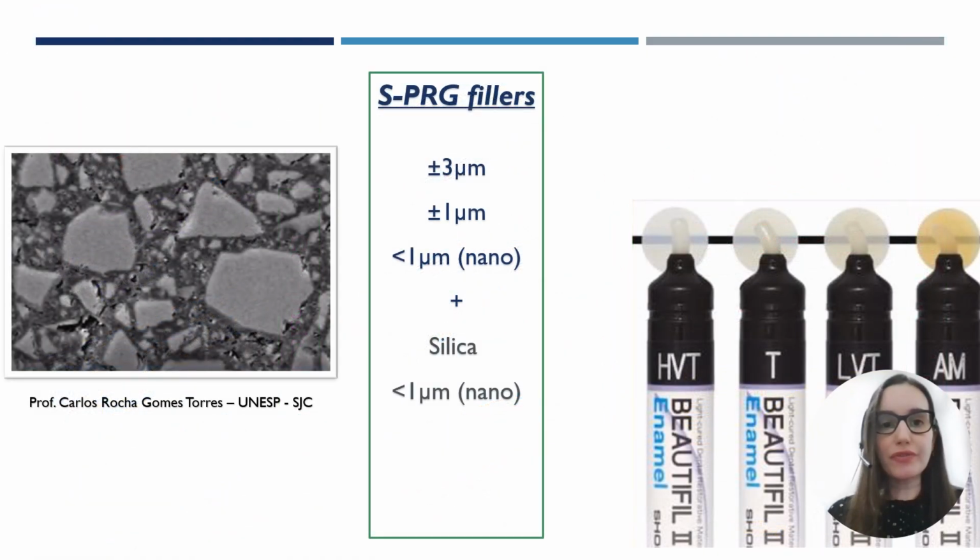So, the SPRG filler will be a part of the composite resin and can be in different sizes according to the need of each material. So it can be around 3 micrometers, 1 micrometer, or less than 1 micrometer. And one important piece of information is that silica is also added, because the exclusive use of SPRG fillers would make the material very, very expensive. So the materials have SPRG fillers and silica in their composition.